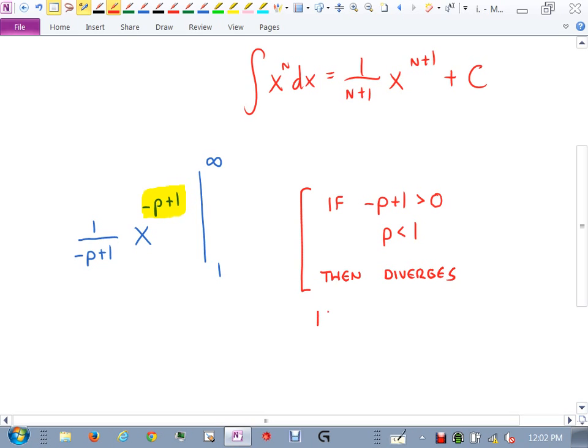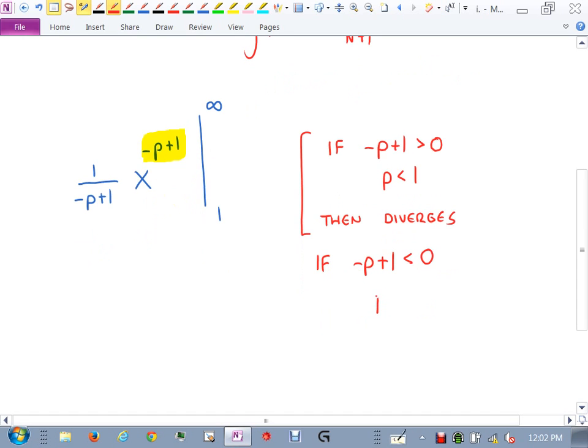Now, what if the negative p plus 1 instead turned out to be a negative number, which would be the same as saying that p is what? Greater than 1, right? Move this p to the other side. So if that right there is a negative number, that means when I plug infinity in, it'll get dropped down to the bottom. I'll have a fixed number over infinity, which will go to 0. And then that whole thing goes to 0, right? And therefore, it will converge. Yes? Then it converges.